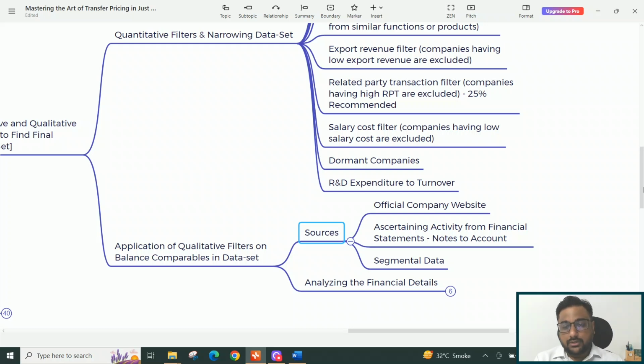Then once you are thorough that this company can be compared with your tested party's operations, you also need to go ahead and check the company's financials to ascertain that particular amount of activities. At times, or usually, the company for marketing purposes must have put many things on their website, that they are selling this type of services, this type of products, etc. But in factual terms, you need to check the financial statements, and under the financial statements there would be notes to accounts, where you will get the data on what that company is engaged in.